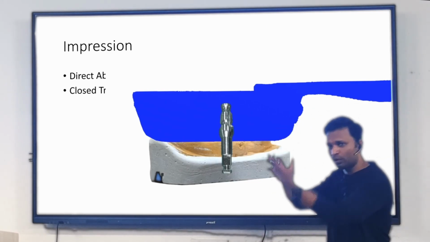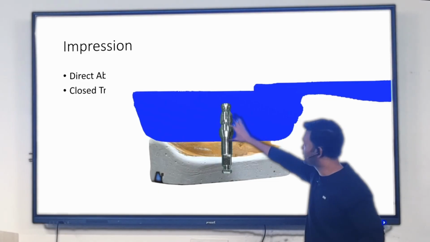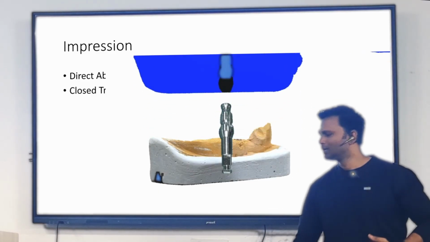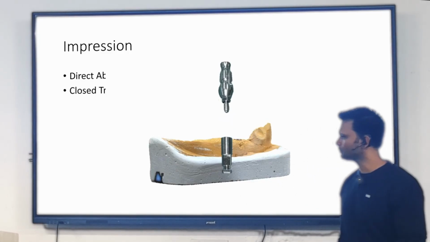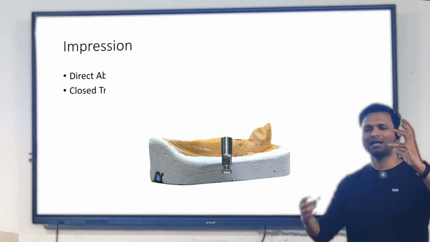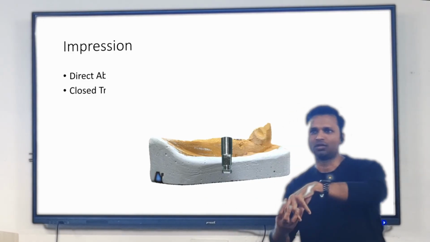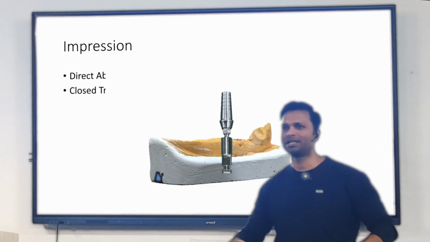Now when we remove the impression, as this is tightly attached to the implant analog, this is also going to come out along with the analog. Next. Now we're going to remove this. Next. So now we have accurately transferred the position of the implant and the connection to the cast. Samajh aaya? So this was your closed tray impression technique.